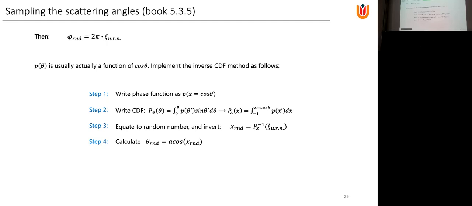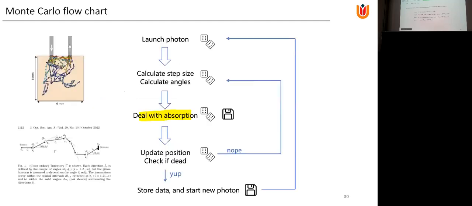All right. So this is then the sequence of steps that we need to take to calculate scattering. One for phi, the simple one, and one for theta, which is a little bit more complicated. Okay. So we've done that.